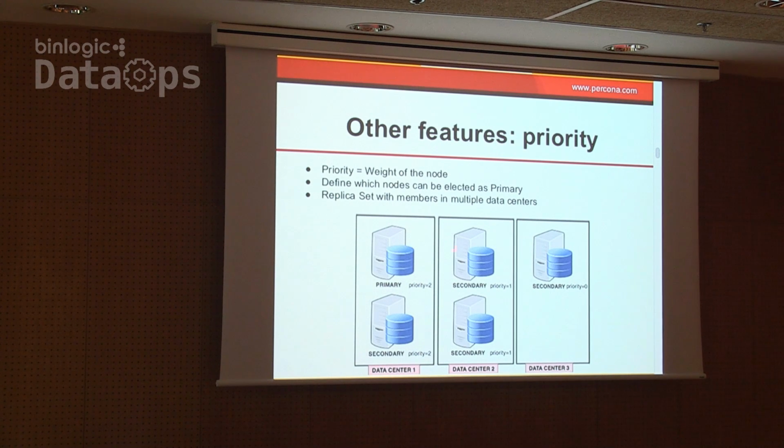So this is an example of having, for example, data center 1 as our main site for the data. This is the crash recovery site, and on this one, we can use nodes with priority 0 for backups, for example, or to run some statistics and analytics queries. So priority is very important to define which nodes could be elected as a new primary in the replica set and which nodes don't need to be elected as primary.